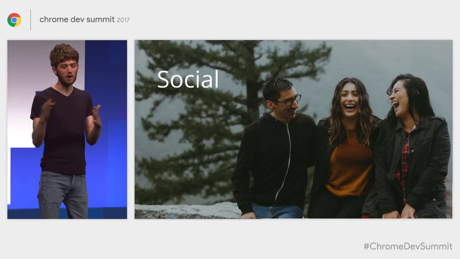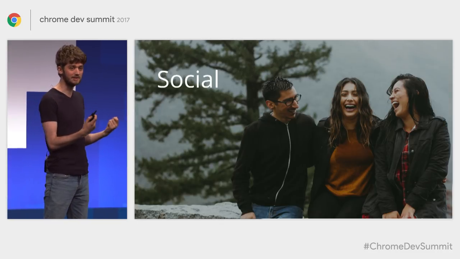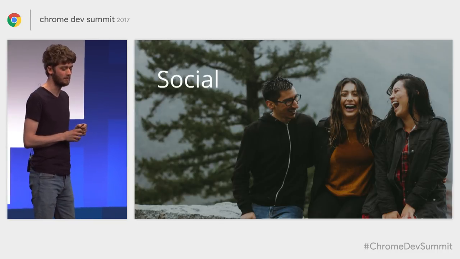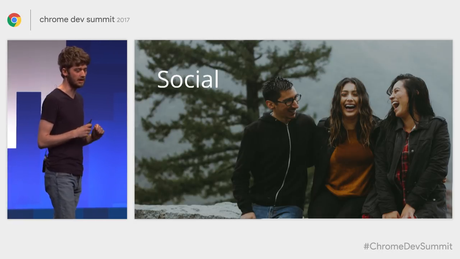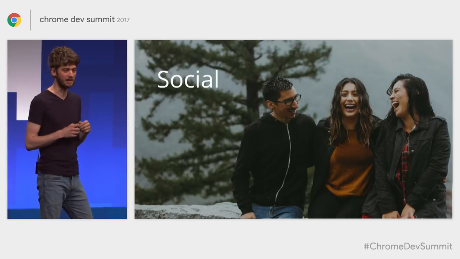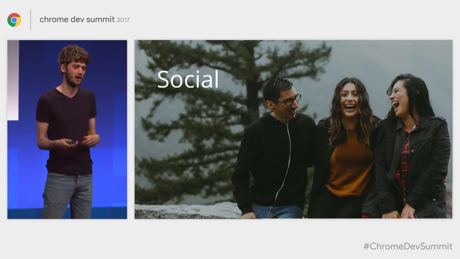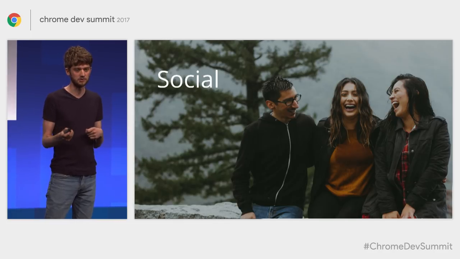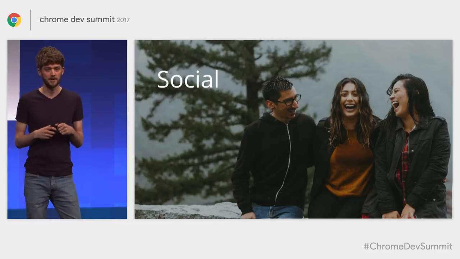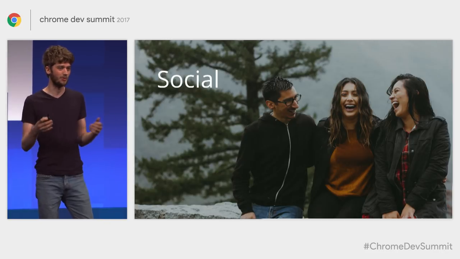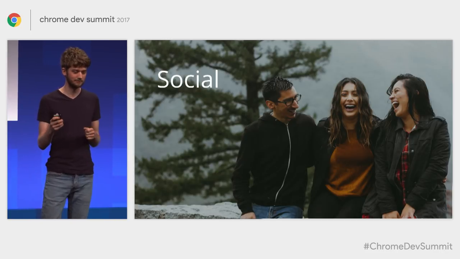So now turning away a little from installability and installability in the ecosystem, I want to tell you about what's going on in the new APIs that are available to allow sites to more deeply integrate with the browsers and the operating systems. I want to start by talking about APIs for social web applications, like the one that I was originally trying to build.